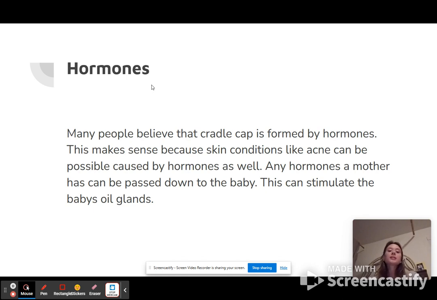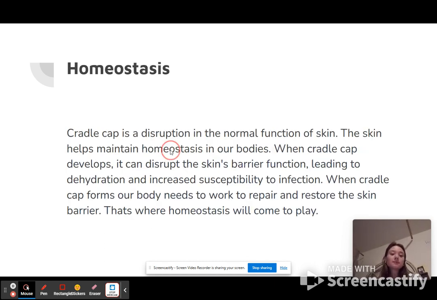And then hormones, the main belief that cradle cap is caused by is hormones, and any hormones the mother has are passed down to the baby. And then that's going to stimulate the baby's oil glands, causing this cradle cap. It sends a signal to the brain and then the receptors, and then after that, your skin's going to react. And then cradle cap is a disruption to the normal function of the skin.